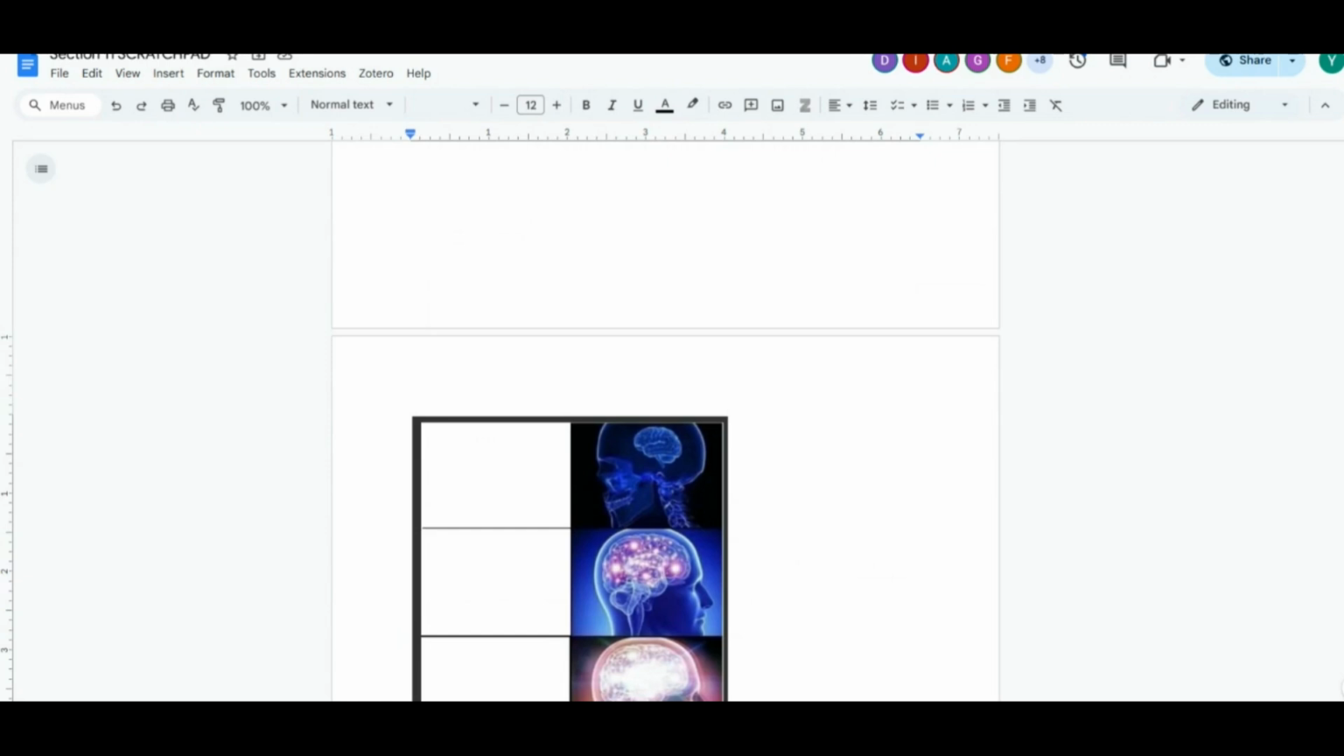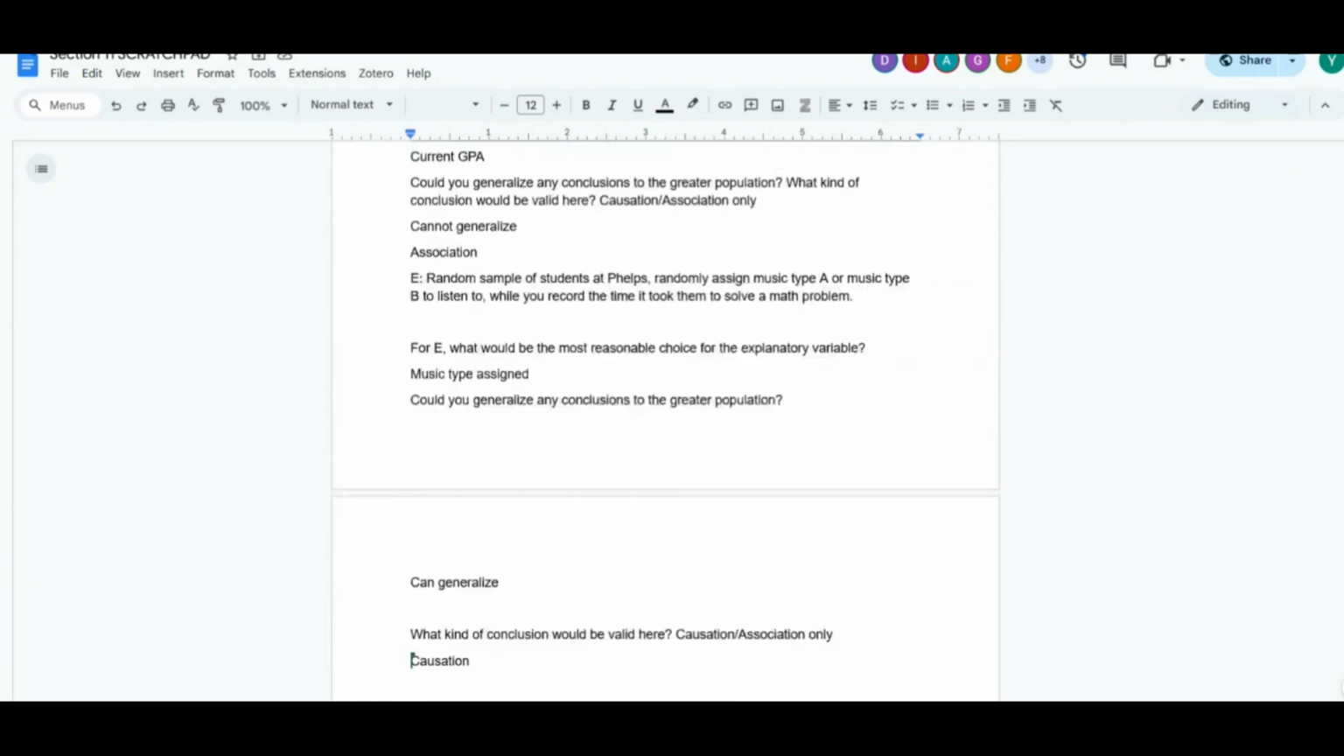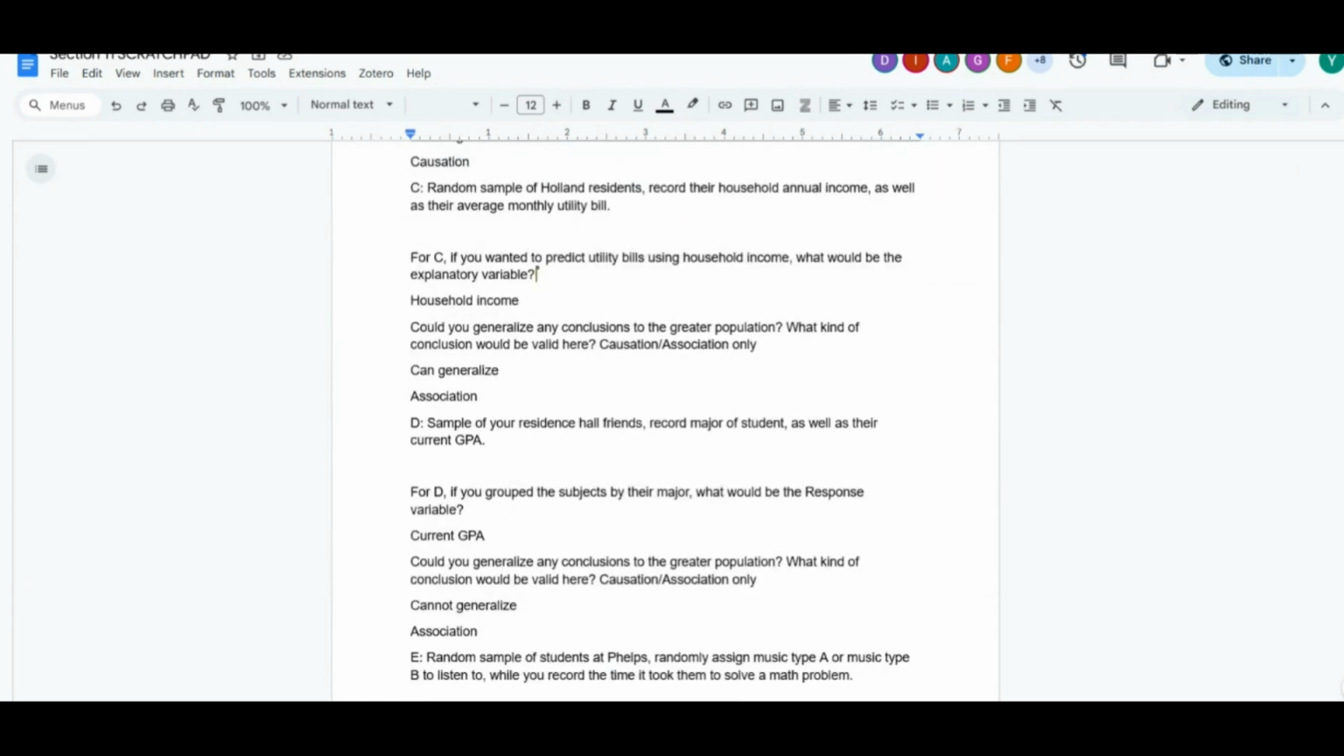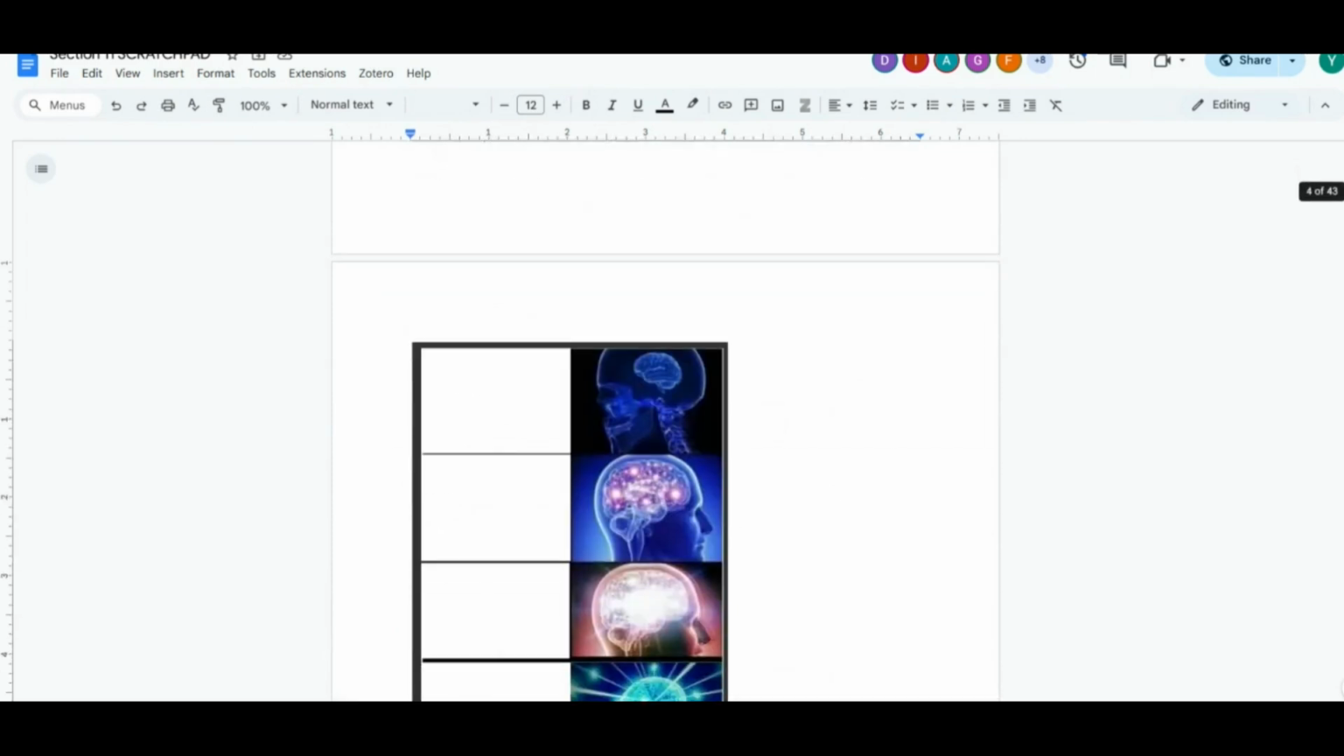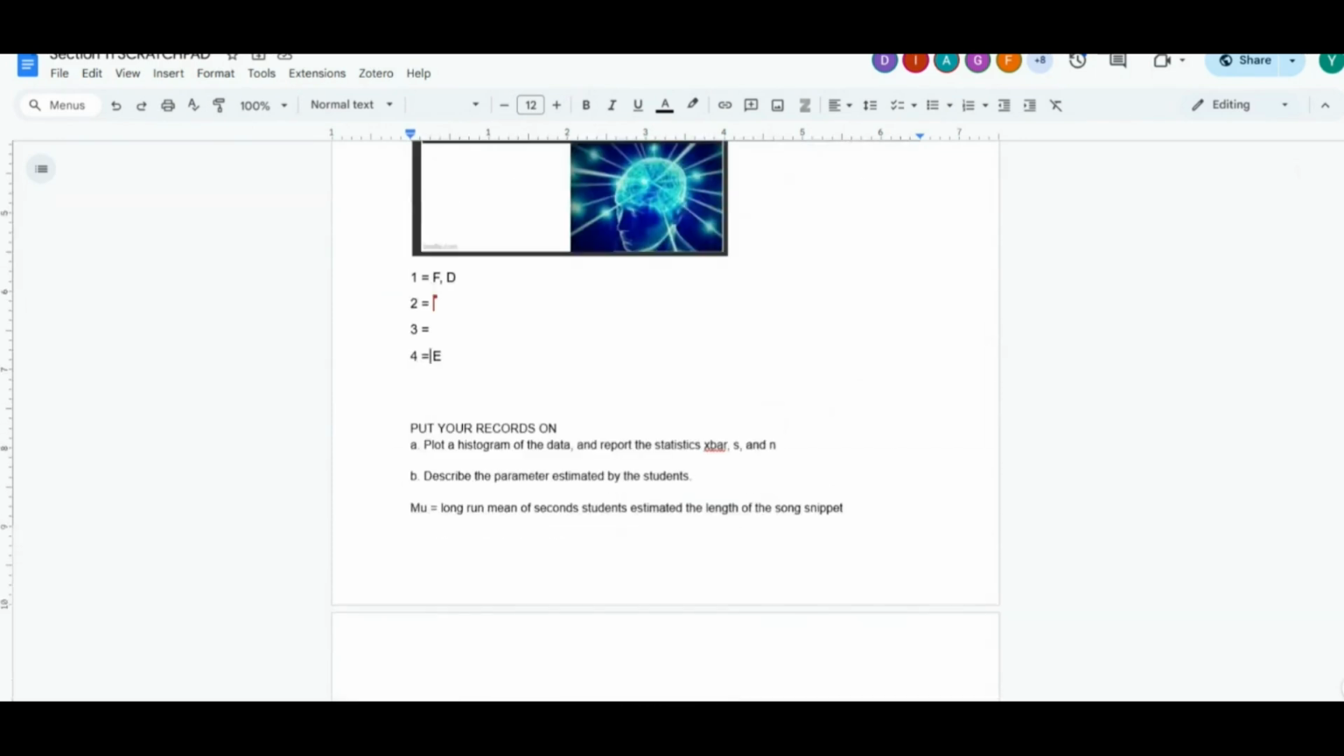Yes, good. D is another one. If you read the description for D, it's a sample of your residence hall friends. You record the major, and so this is clearly a classic observational study that doesn't even have a random sample. So D and F are the lowest quality studies. Very good. Is E the highest quality study?